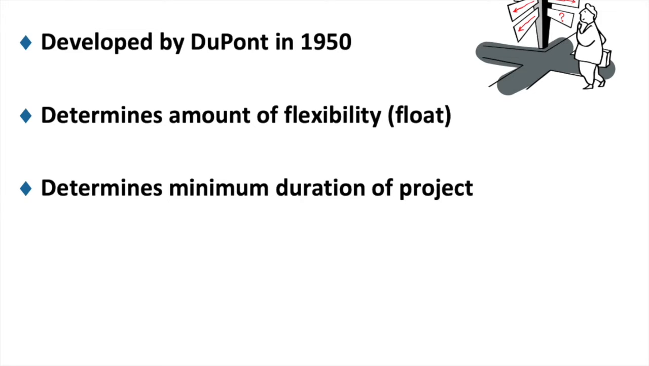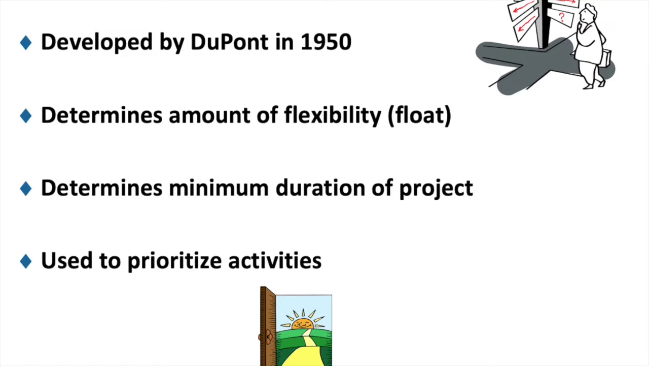The critical path method was developed by DuPont in 1950. Its intention is to determine the amount of flexibility or float you have within tasks and within your whole project. It determines the minimum duration of a project. It's also used to prioritize activities, so you know what tasks are critical, and then if you need to, you can put more resources towards that particular task to bring it back on schedule.